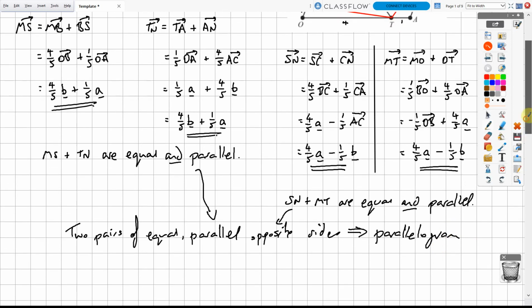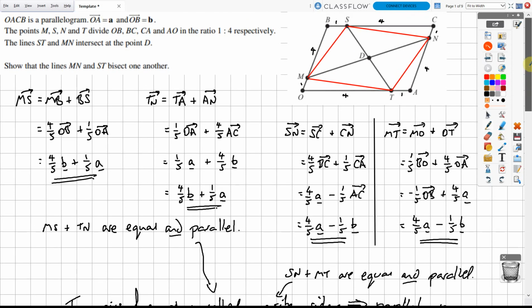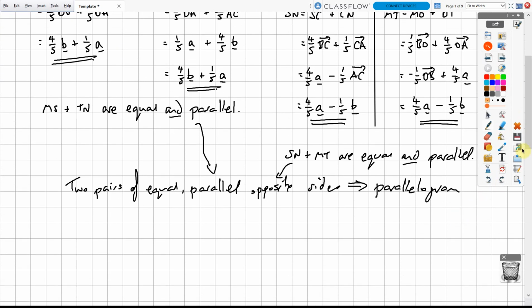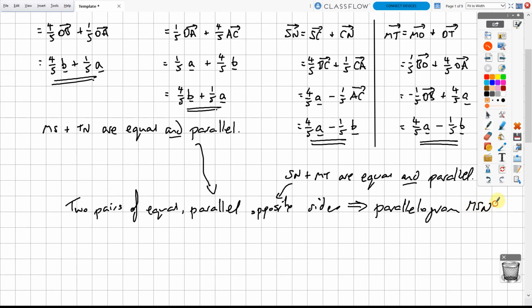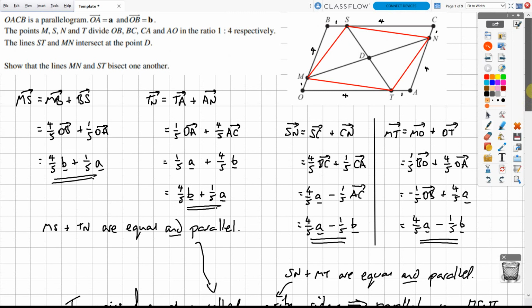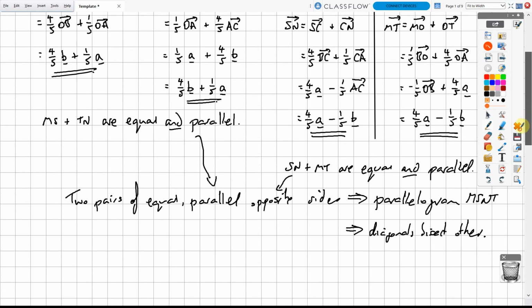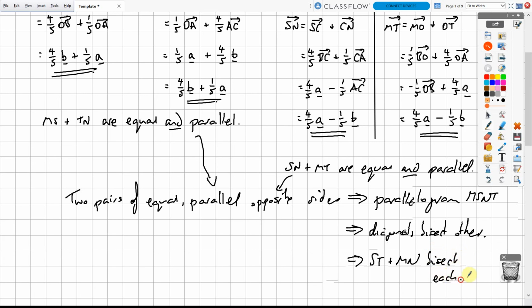Might be worthwhile writing parallelogram, what are the letters for this? MSNT. And because it's definitely a parallelogram, we now know that the diagonals bisect each other, because that's a property of every single parallelogram. And the diagonals are ST and MN. So ST and MN bisect each other. And we're done.